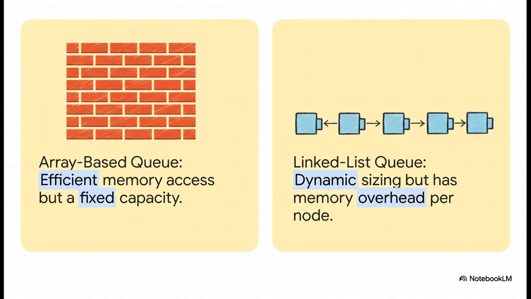With the array, you get super efficient memory access because everything is stored together in one nice block. But it's totally rigid. The linked list is the exact opposite. It gives you incredible flexibility. It can grow as big as you need it to, one element at a time. The downside? There's a tiny bit of memory overhead for each element because each node has to store a pointer to the next one in the chain.